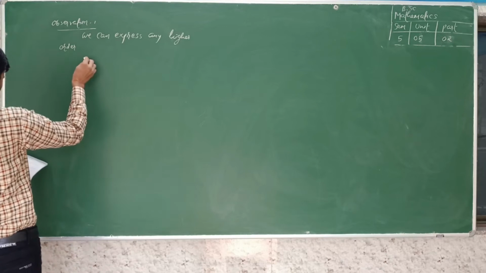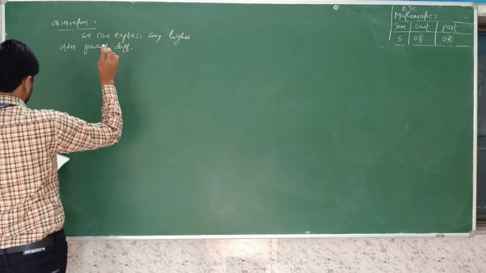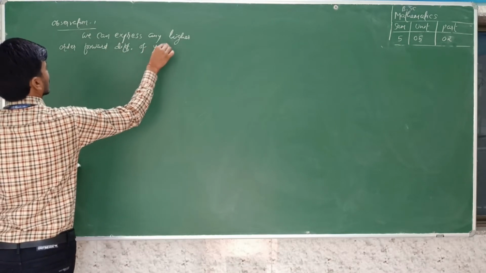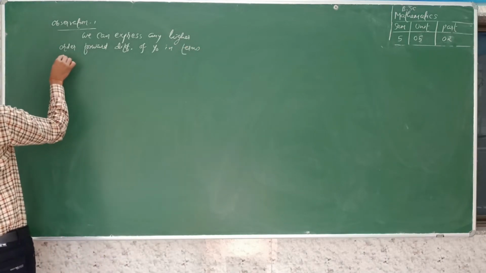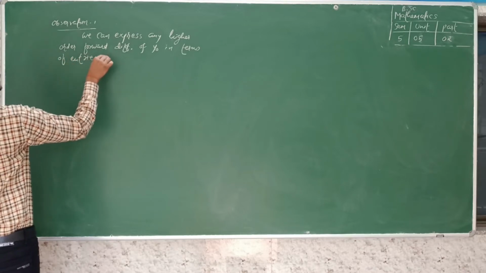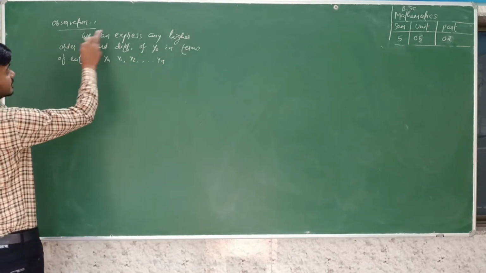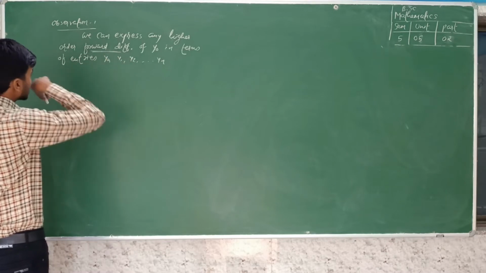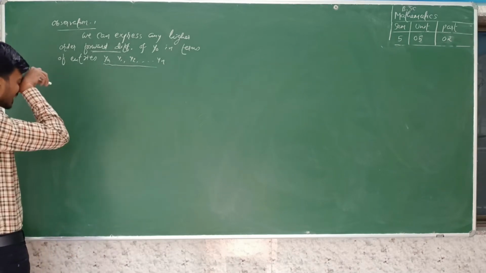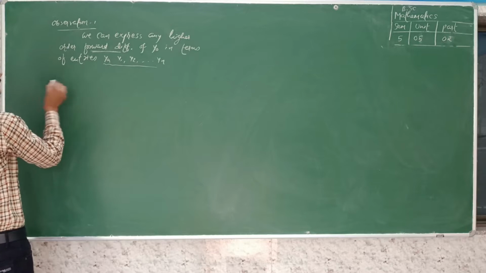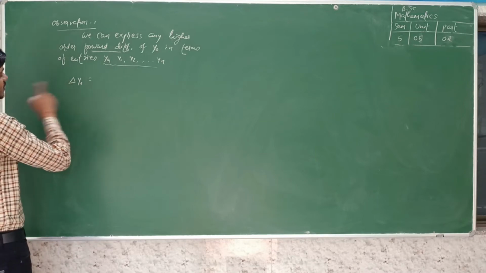forward differences of y0 in terms of the entries y0, y1, y2 up to yn. We can express any higher order forward differences of y0 in terms of y0, y1, y2 up to yn. Suppose the first forward difference is delta y0.